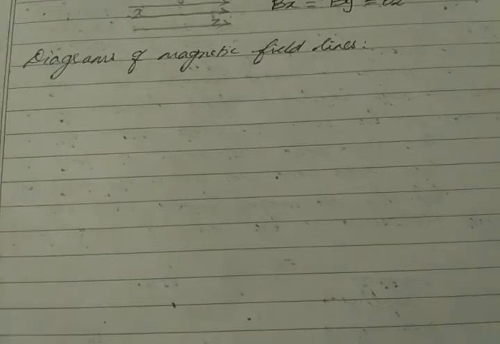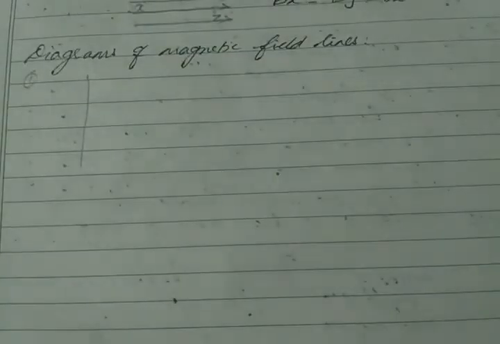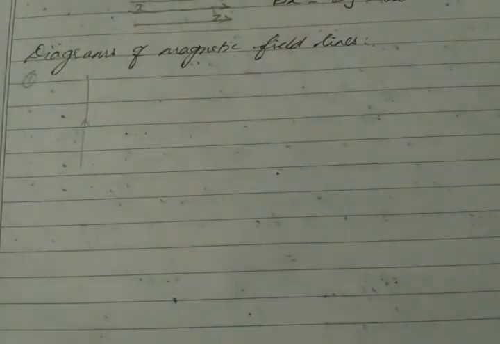Next topic, diagrams of magnetic field lines. We will draw certain diagrams which show the magnetic field lines and the direction of magnetic field lines. Okay, so first we consider a straight conductor. This is our straight conductor, and current is flowing from down to up, or we can say south to north. So current is flowing in the straight conductor. Whenever current flows through an open wire, it produces a magnetic field according to Oersted's experiment.